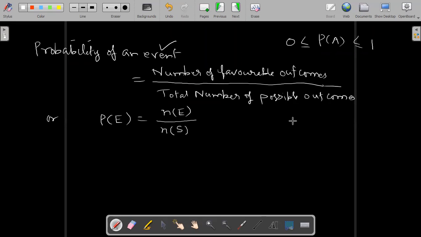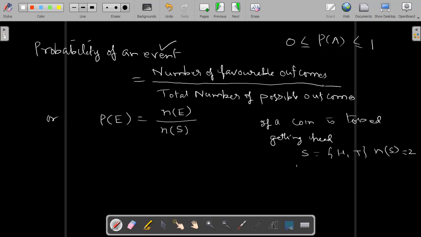For example, a coin is tossed. Find the probability of getting a head. Here we can easily write the possible outcomes: head and tail. So the number of total outcomes is 2. And what is the event here? The event is getting head, only head. Getting head happens only one time, so n(E) will be equal to 1.